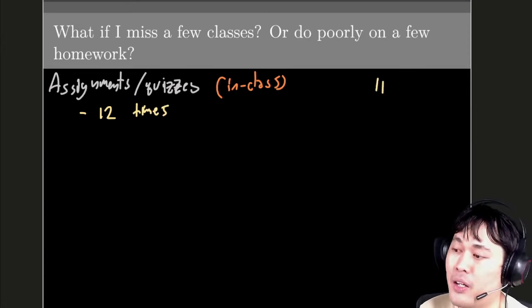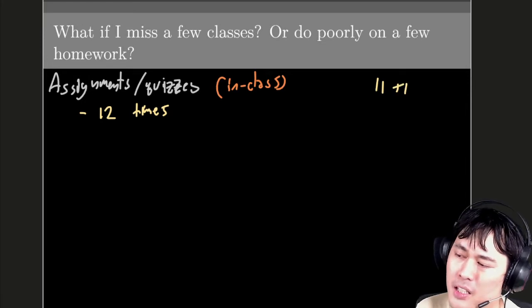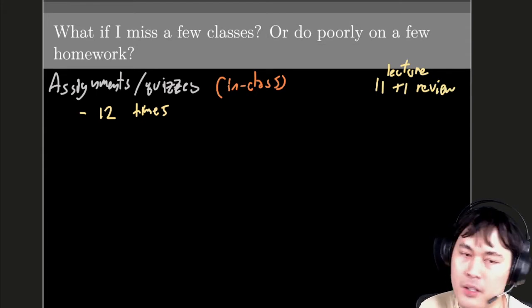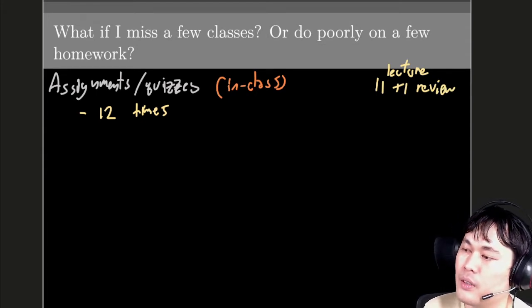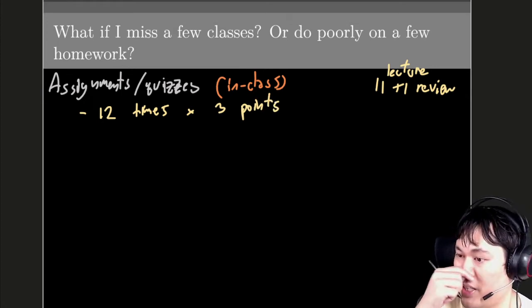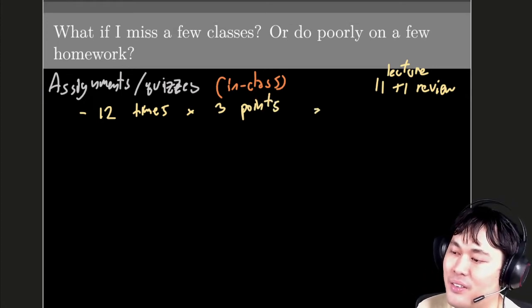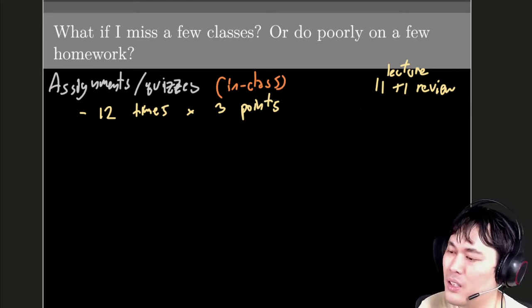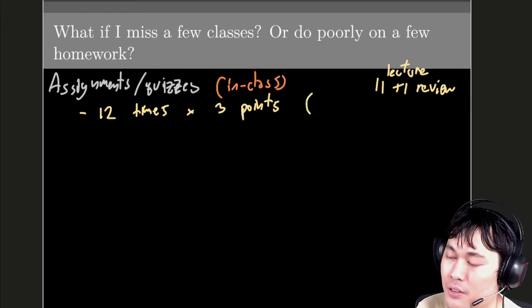Because we're going to have 11 lectures, I think, plus some review, we're going to have 12 assignments. Each of them is going to be worth 3 points. So we can do the math: 12 times 3, which is 36, which is greater than 30. But that's the total. So in this case, we're going to drop the lowest.